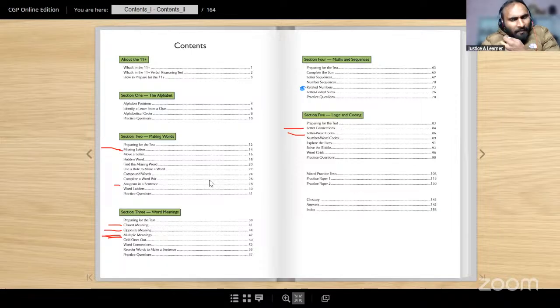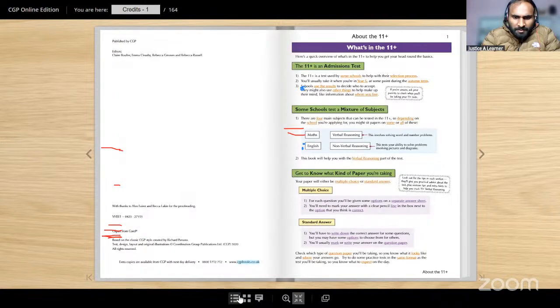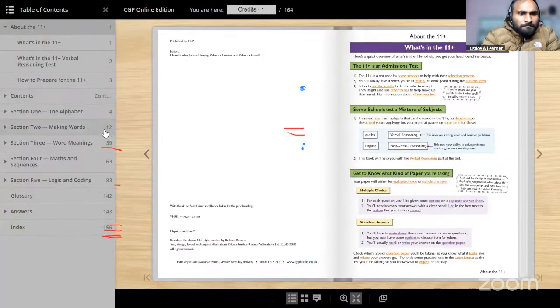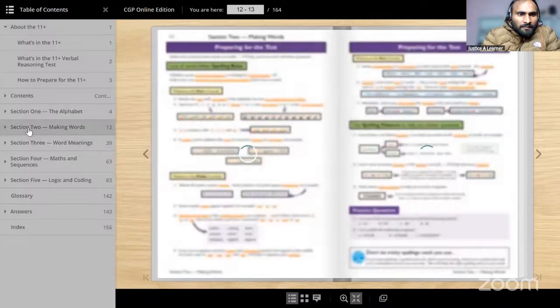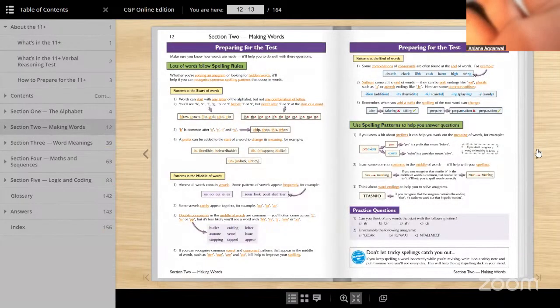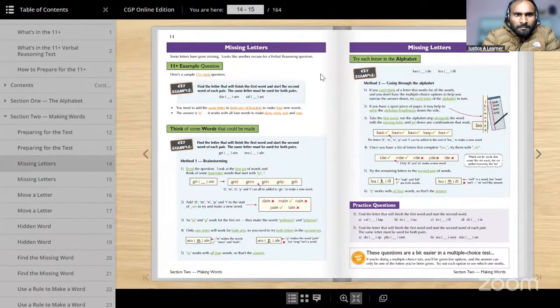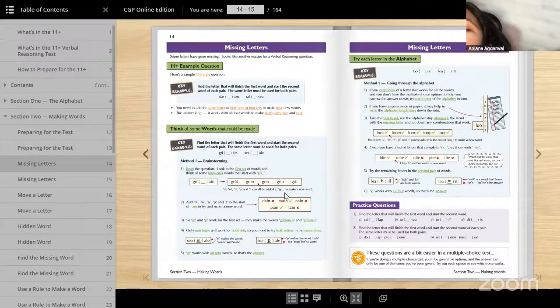I have a question for you. I gave you some exercise earlier related to missing letters. Are you sure that you are confused in missing letters? Yeah. Okay, let us work on this first then. Missing letters. Okay, page number 14. Oh, never mind. I can do this.